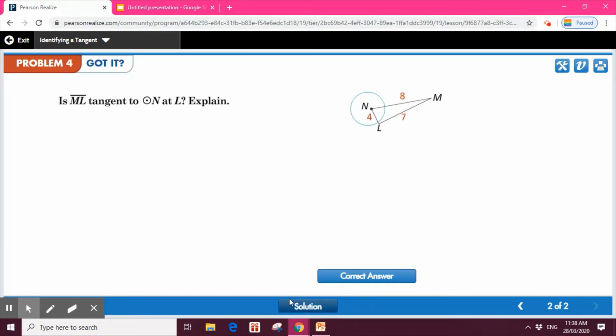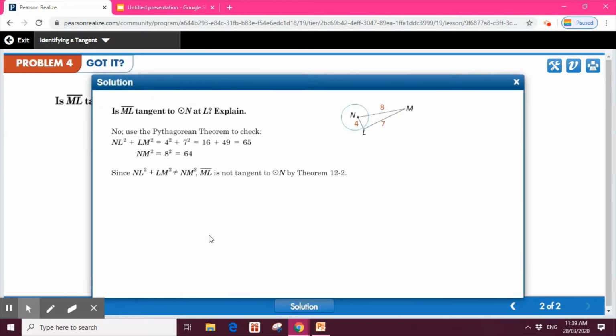Time's up. What is your answer? Okay, the answer is, this is not a tangent to circle N. This is by the theorem of 12-2. We can use the Pythagorean theorem to check.